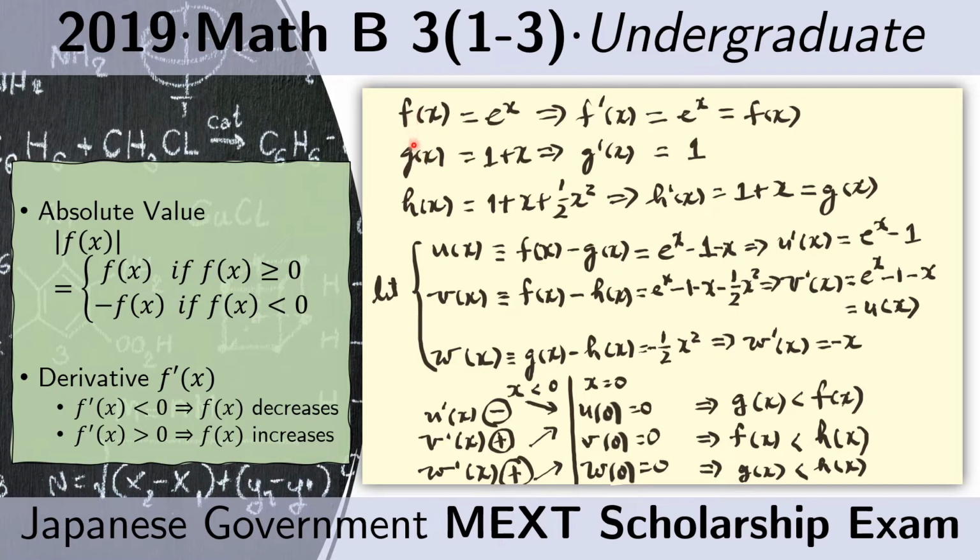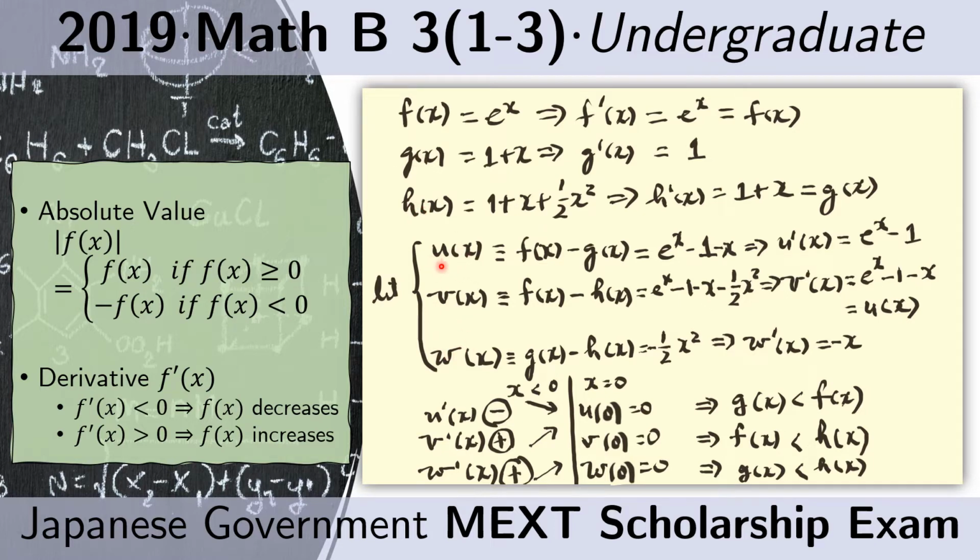And if f minus g is 0, then we know that f and g have equal values. So that's what we will do for f and g, g and h, and f and h. That's what we do here.